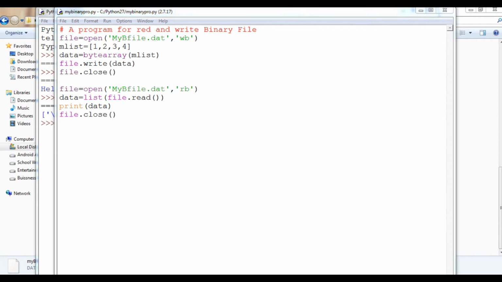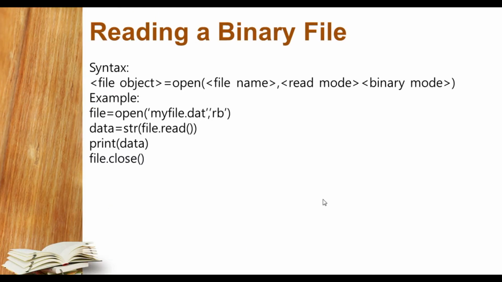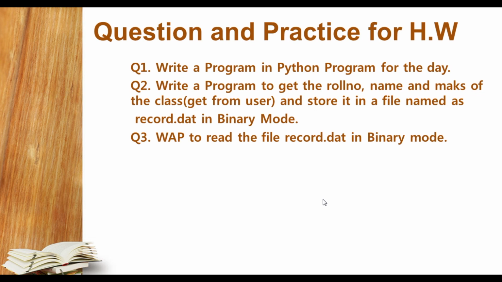Today we have learned how to read a binary file and how to write a binary file, and now a question and practice for homework. You have to write a Python program for whatever we have done today. Write a program to get roll number, name and marks of the class from the user, and store them in a file named record.dat, but in binary mode. We have done it in text mode also, but today you have to do it in binary mode. And write a program to read record.dat in binary mode also.